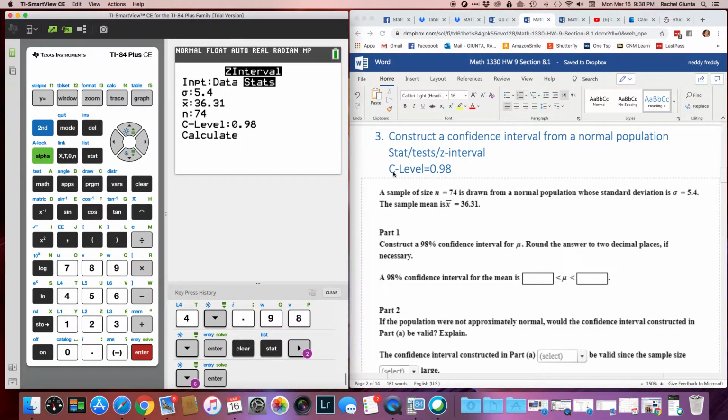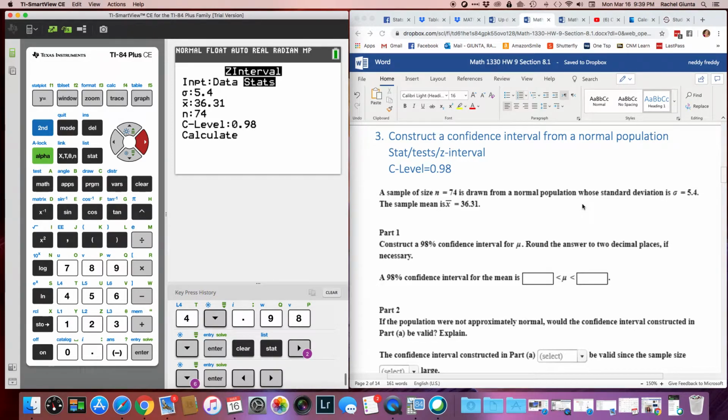The top line here, you can choose between data and stats. Most of these problems are going to be stats, which means they give you individual numbers like the mean and the standard deviation. There might be one or two where you use data. You'll recognize those because they'll give you a list of numbers instead of giving you a mean and standard deviation to use in the problem. And there will definitely be an example like that.